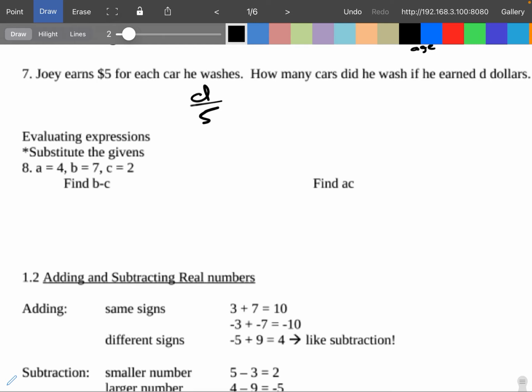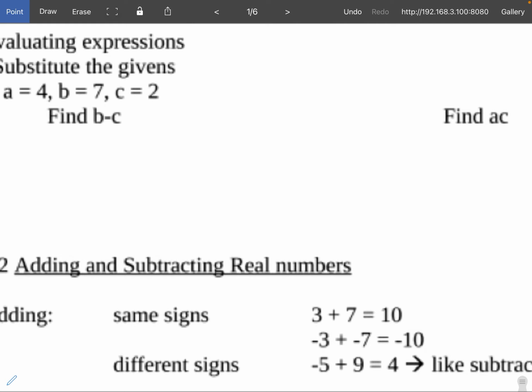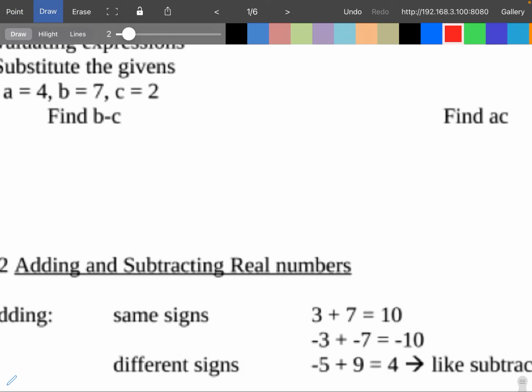All right. And then the last part of this, to wrap it up, number 8, we're going to evaluate some algebraic expressions. So on this first one, we're going to evaluate this expression right here. That says B minus C. All right? And what you have to do to evaluate it is you're going to substitute in the given values. So what does B equal? Yeah, so we're going to put the 7 in right there for the B. And then what's the C? 2. So we're going to put the 2 in for the C.